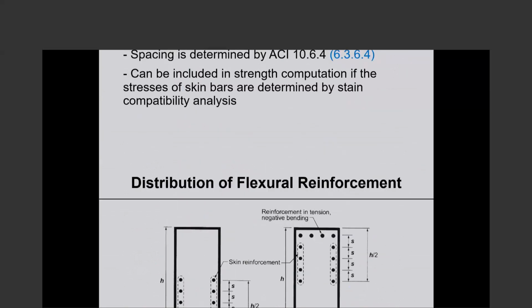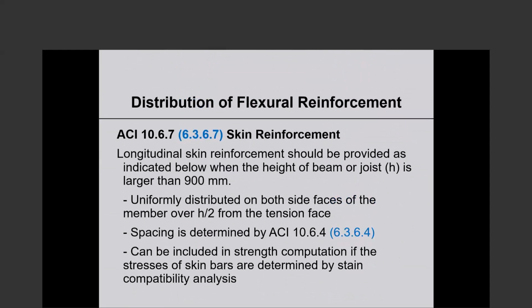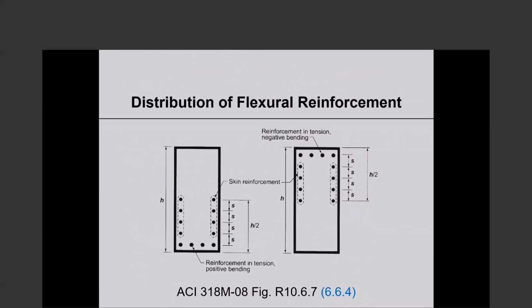Sorry. The skin reinforcement can be included in strength computation. You are allowed to do that if the stresses of skin bars are determined by strain compatibility analysis on the basis of straight line strain distribution. But be careful, if you are going to count the skin reinforcement, it has to be properly developed. Very, very important.